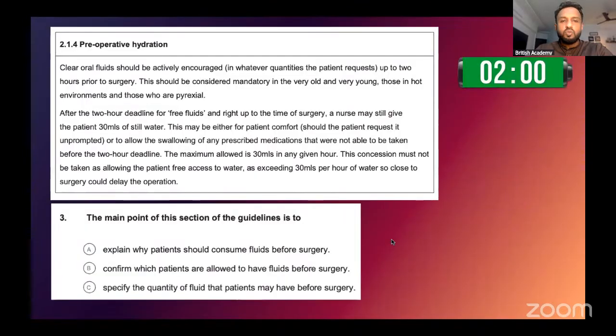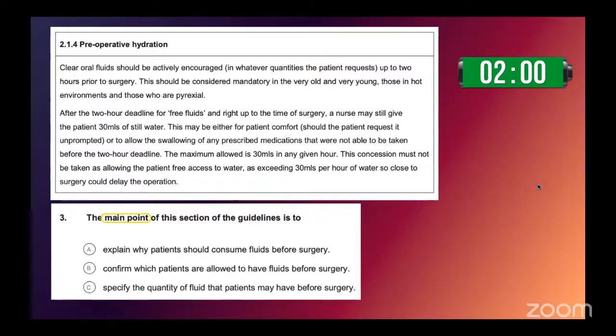Let's go for the second last question. The main point of the section of the guideline is to, you just have to understand the main gist of the given paragraph. The main gist. Nothing else is required. Read it carefully. Understand the main gist of the paragraph. That's it. Simple. Your time starts now. Read it. I'm sure you're going to do it.